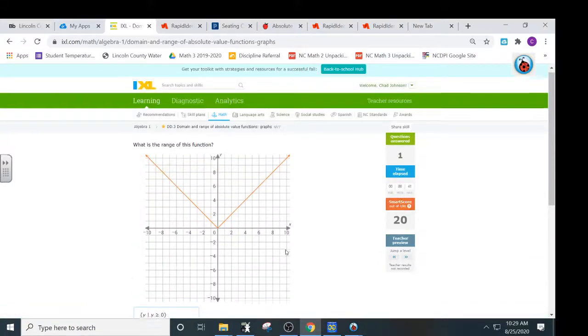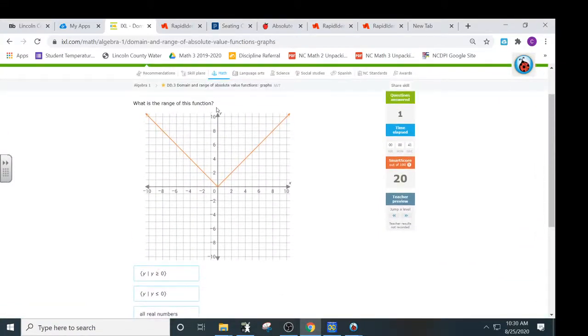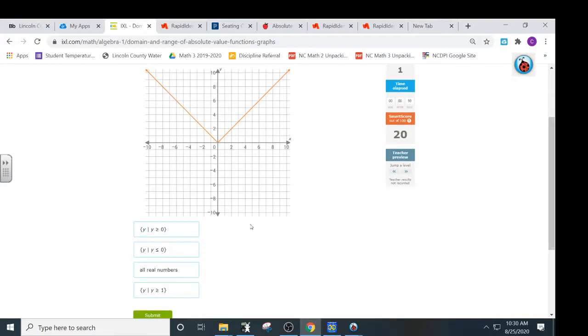Now, guys, be careful because it says what is the range of this function. Range deals with y values. Now, guys, this is what they call set builder notation. The y up front just tells you what variable you're working with. This tells you the range of the function.